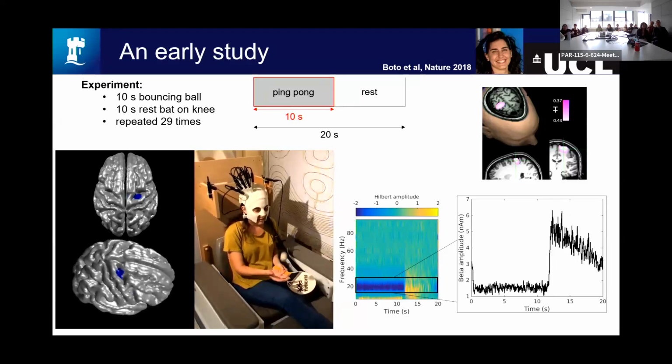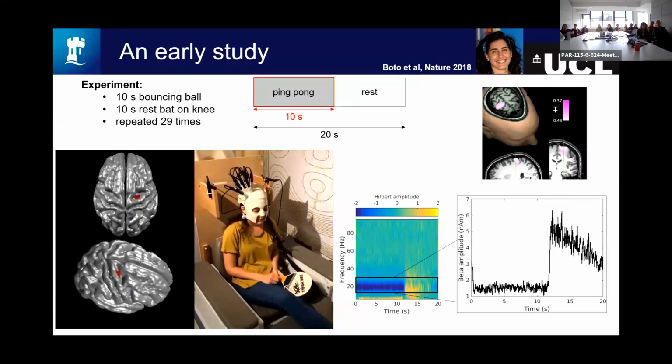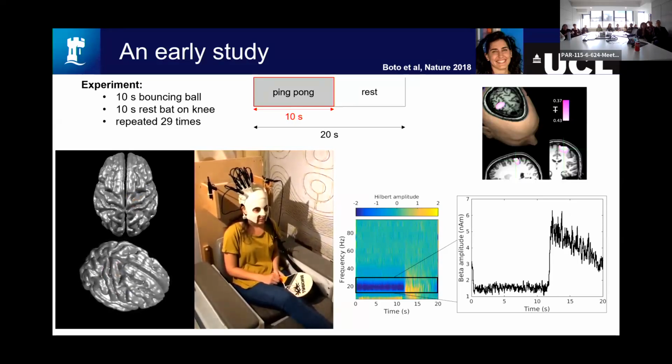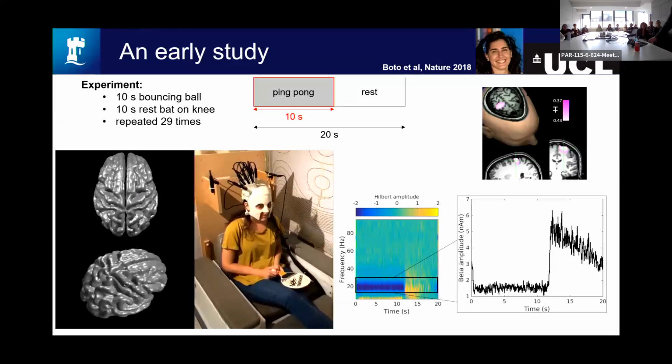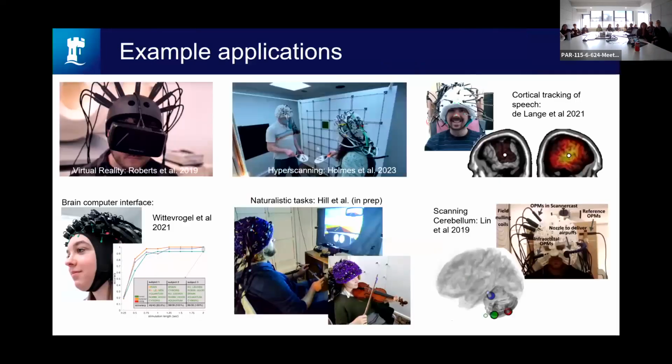The point being not that we're particularly interested in what your brain does when you're playing ping pong, but if you can measure somebody's brain while their head's bouncing around playing ping pong, maybe you could measure a child who's having an epileptic fit or something. Over the years, we did lots of other cool things: virtual reality, cortical tracking of speech. We did some hyper scanning.